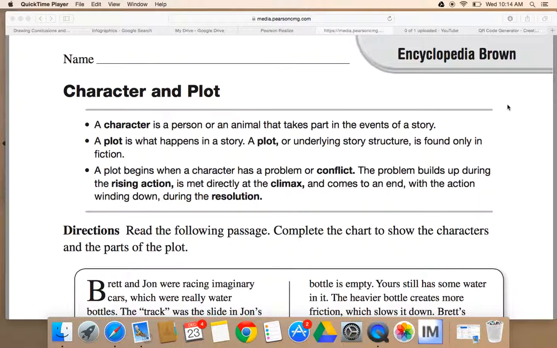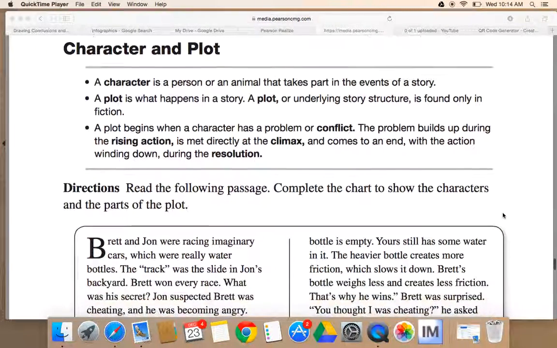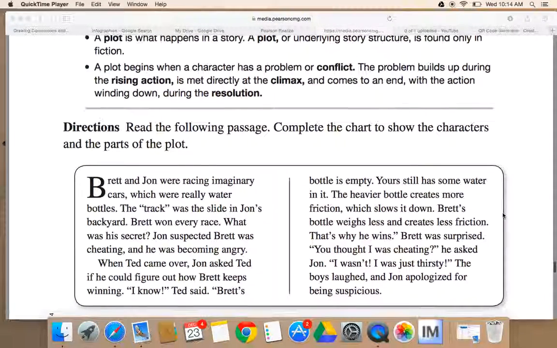Character and plot. Characters are the people or animals in a story. The plot is the events that happen in the story. So we have four different events that we're going to talk about.